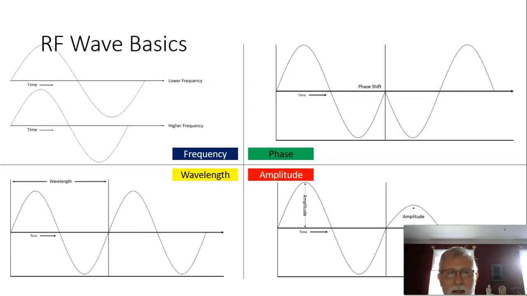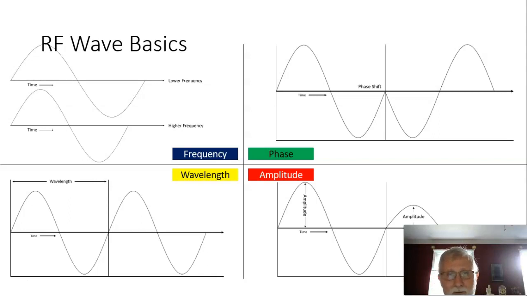Now, wavelength is basically just the length to complete one wave. It can be long, it can be short, but just know that the basic concept is that it's the length of one wave. And then amplitude is used to define the strength of a wave. The higher the amplitude, the stronger it is. The lower it is, the weaker it is.